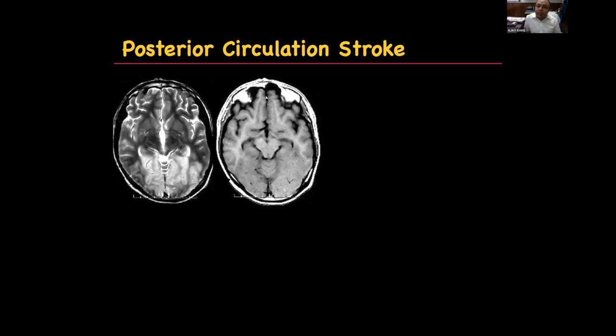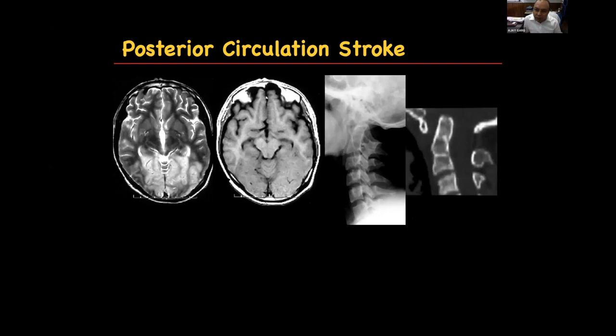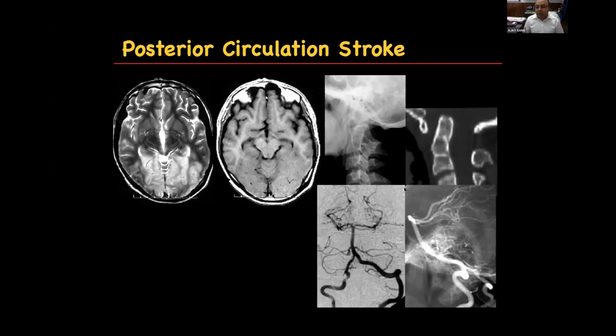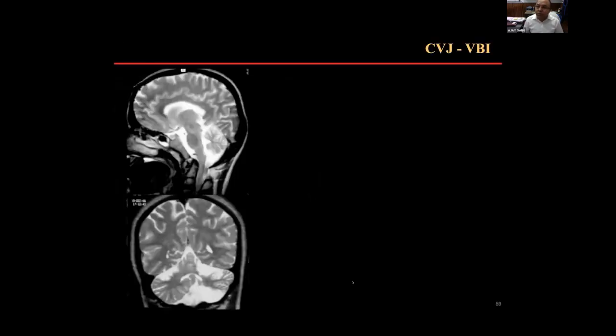So whenever you see a case of PCA infarct, always look for CV junction anomaly. Like in this patient, there is basilar invagination, AAD, plus this patient has a posterior PCA infarct. This was the DSA done, which showed a dissection in the V4 segment on the right side. So remember one thing, whenever you see posterior circulation stroke, always look for the CV junction.